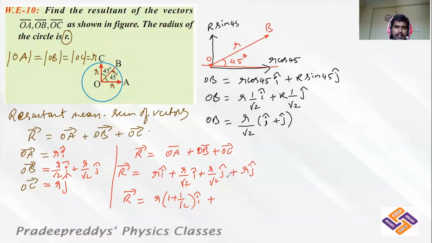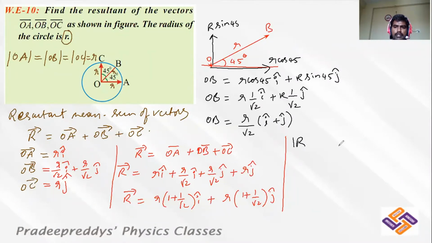What about this J? Here we have R. I can take it common. 1 plus 1 by root 2 J. This is R, vector R. That is the resultant vector. I want to now find out the angle. Sorry, before that, let me find out the magnitude.